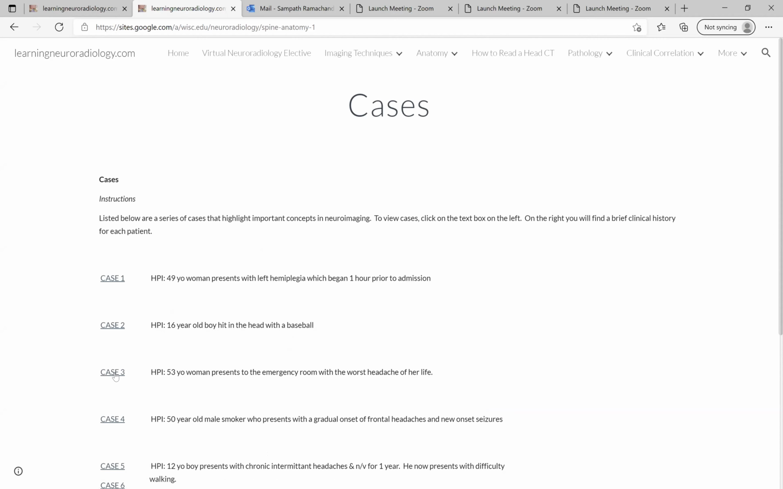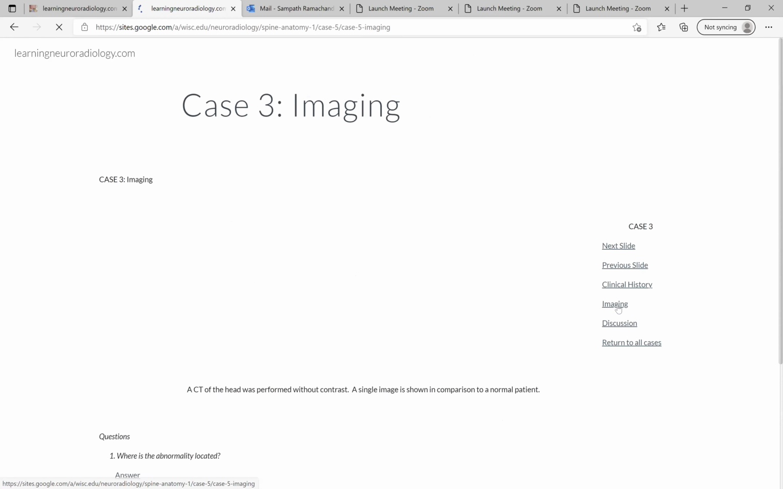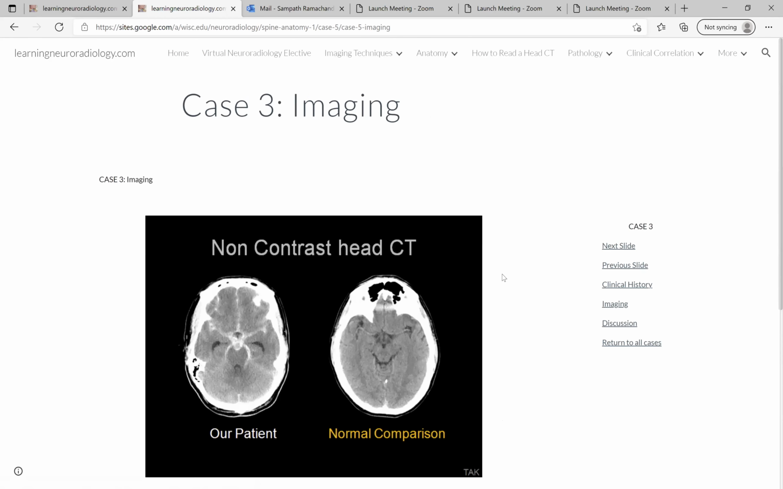Okay, here is another interesting case. A 53-year-old woman comes with the worst headache of her life. So somebody says they have the worst headache of their life. If you remember your basic teaching, they always talk about one thing, and the one thing is subarachnoid hemorrhage, right? So in this case, they show you how the basal cisterns, as we talk about.